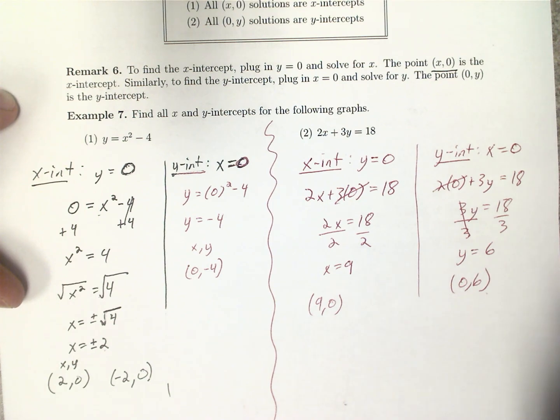So these are the two. So this is the x-intercept and this is the y-intercept. And those are the only two intercepts for this graph, for the graph of 2x plus 3y equals 18. That concludes part 2 of section 1.1.